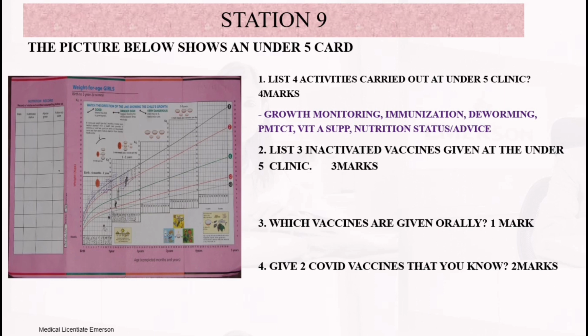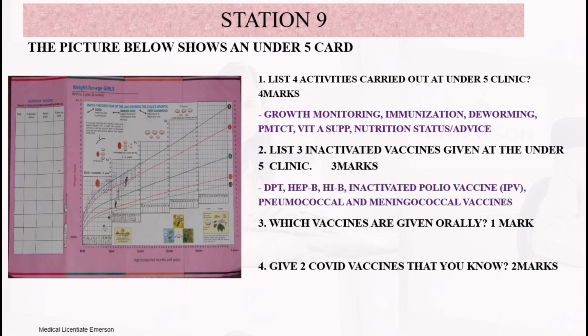These are the inactivated vaccines. So in the initials, make sure, like I said, when writing in an exam, write in full. So for DPT, you know that this is diphtheria, pertussis, tetanus. Then HB, that's hepatitis B. Then HIB, that's Haemophilus influenzae type B. Then the other inactivated vaccine is inactivated polio vaccine, which is called IPV. It's different from the OPV. Then you have pneumococcal and meningococcal vaccines.